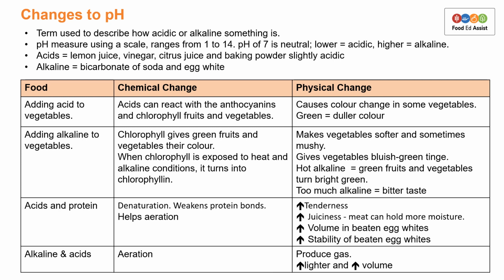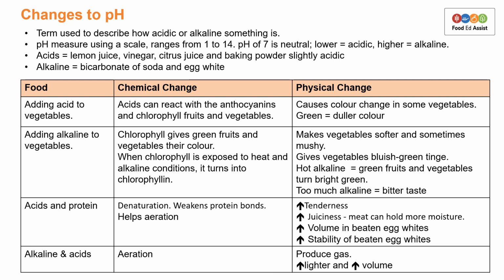Acids can also be added to the protein of egg white, and what that will do is, again, denature or weaken those protein bonds. So that's the chemical change. It helps with aeration. And the physical change is an increase in the volume of the beaten egg whites and the stability. It keeps them stable as well.